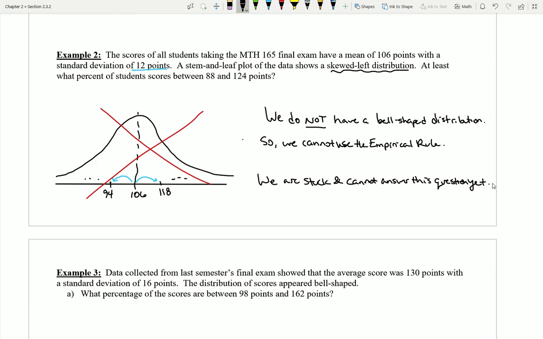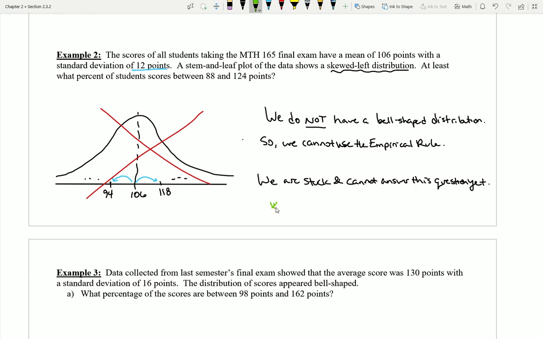I'm stuck. Now, I will add one quick further explanation to this kind of seemingly disappointing answer, right? I mean, it's kind of weird to have a math class where you could just say, I don't know, as my answer, and actually be correct in saying that. But strangely, that is where we're at here.